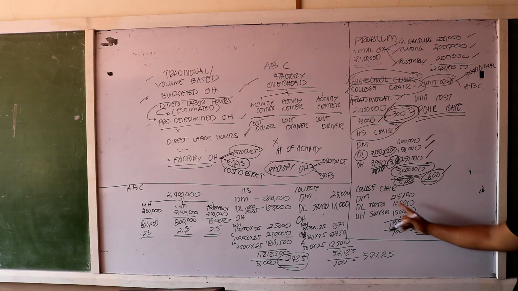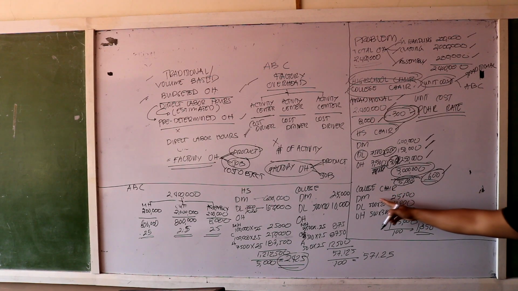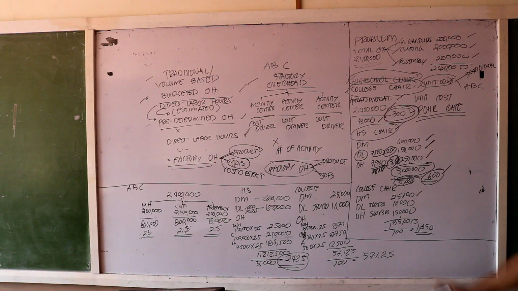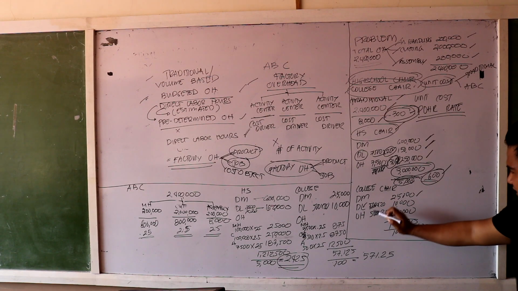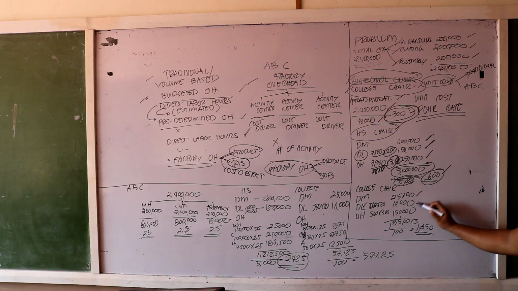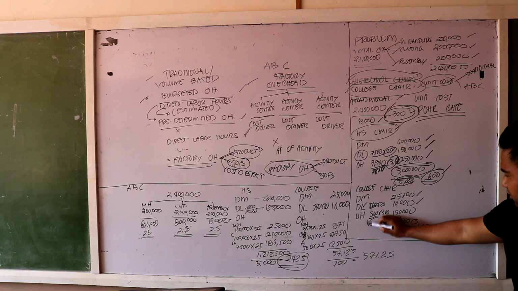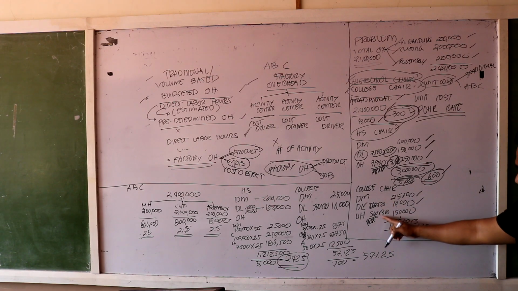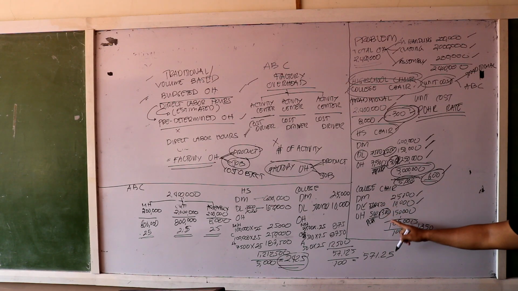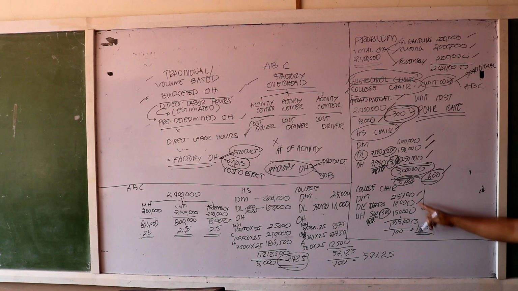So, given direct material used for college chair is 25,000. For direct labor hours given is the direct labor hours and the direct labor cost per hour, which is 20. Total direct labor is 10,000. And for our overhead, under traditional costing, simply our direct labor hours for college chair times the predetermined overhead rate of 300 equals 150,000.